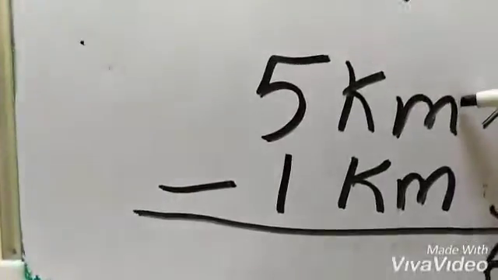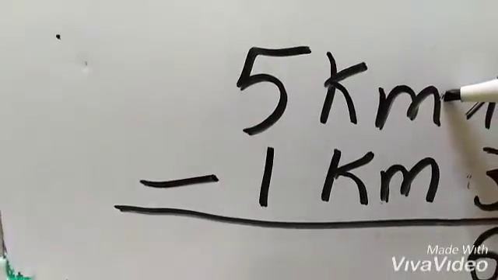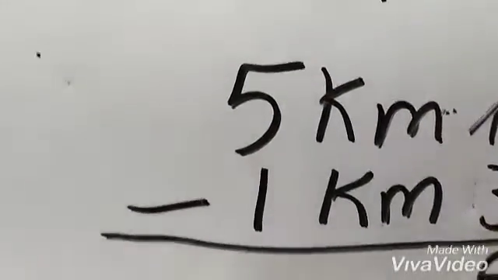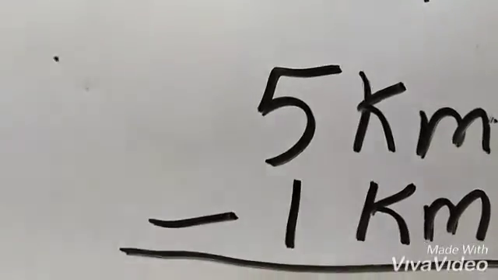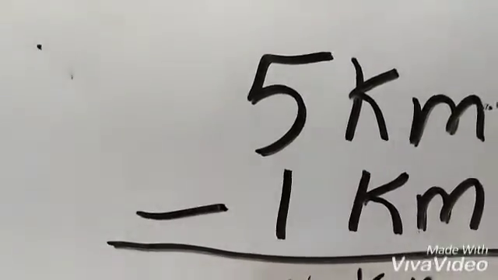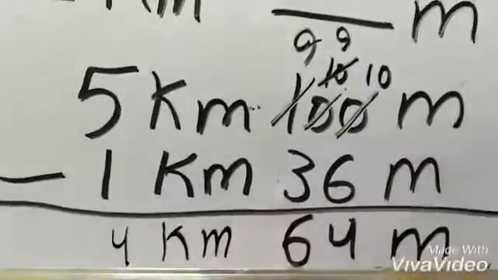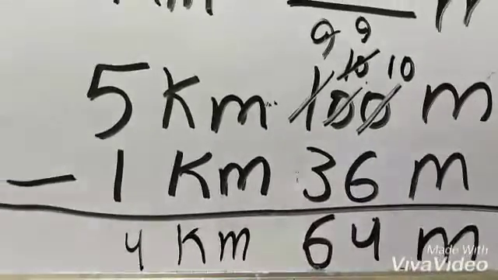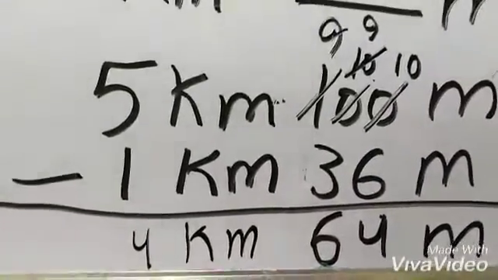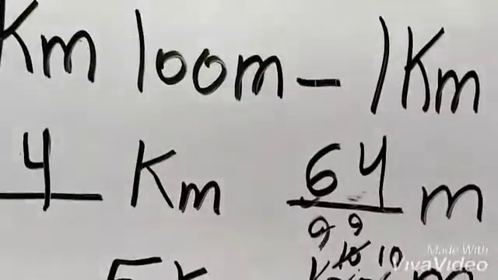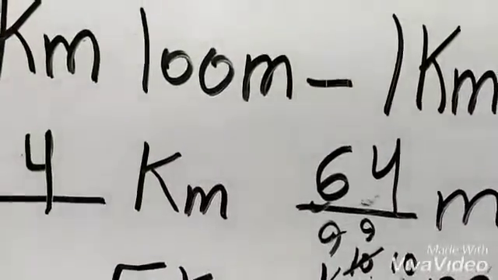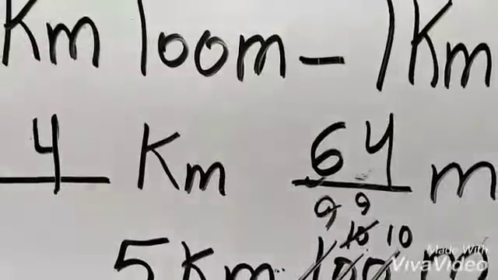In the second step, we will subtract the kilometers. 5 kilometers minus 1 kilometer equals 4 kilometers. So the answer is 4 kilometers and 64 meters. So we have to write in the missing blanks 4 kilometers and 64 meters.